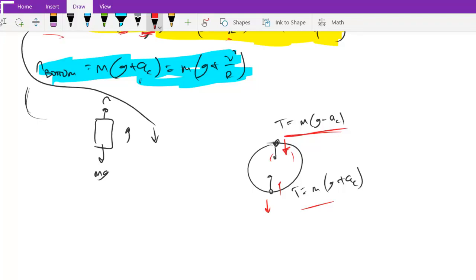So if you have a rock at the end of a string, swinging in a vertical circle, the place that it's most likely going to break would be at the bottom of the circle, because that's where your tension would be the greatest.